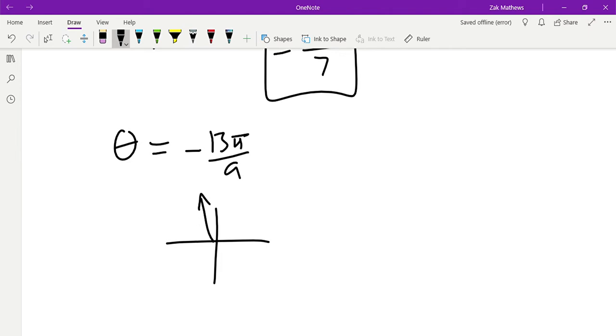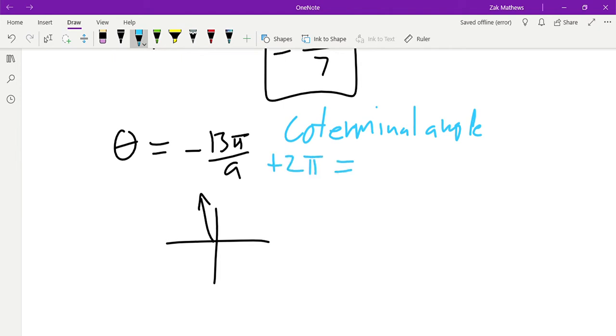However, we might be less comfortable working with the negative angle, so we might just want to be able to apply those formulas directly. So what I can do is find a coterminal angle. We should remember how to find a coterminal angle from before. We get those by adding or subtracting 360, or in this case, we're going to add 2 pi. And so if we add 2 pi to that, we get 5 pi over 9.